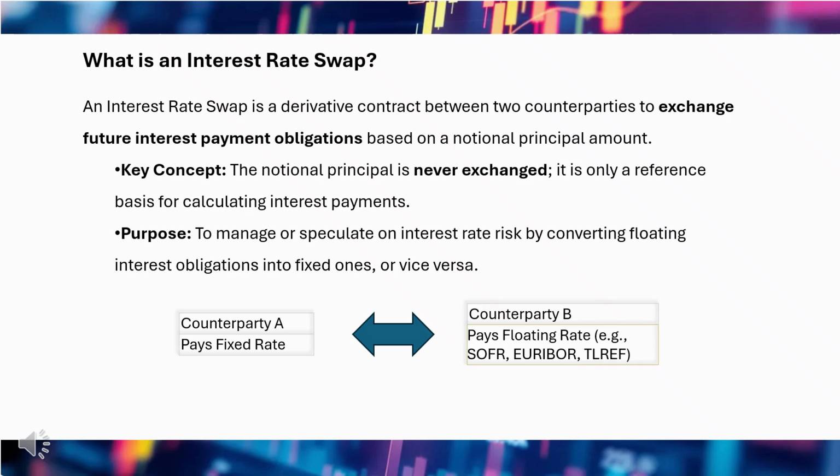One party agrees to make a series of payments calculated using a fixed interest rate, while the other agrees to make a series of payments calculated using a floating interest rate, which resets periodically based on a market benchmark like SOFR or TLREF. The beauty of this structure is its flexibility, allowing institutions to transform the nature of their interest rate exposure without having to issue new debt or change their underlying assets.